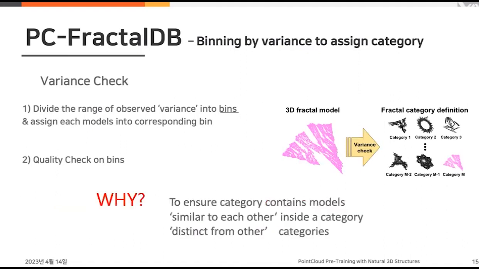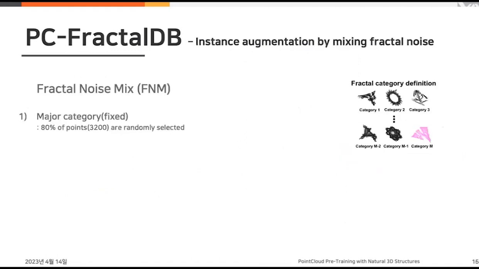So why are they doing this? Because by binning the fractal models by variance, they aim to ensure that each category contains fractal models that are similar to each other inside a category, and at the same time distinct from those in other categories. So now that we categorized each model, we need to make our dataset actually large enough for pre-training. So for that, we use this fractal noise mix. And the augmentation starts with first selecting one model as a fixed major category and taking 80% of points out of it.